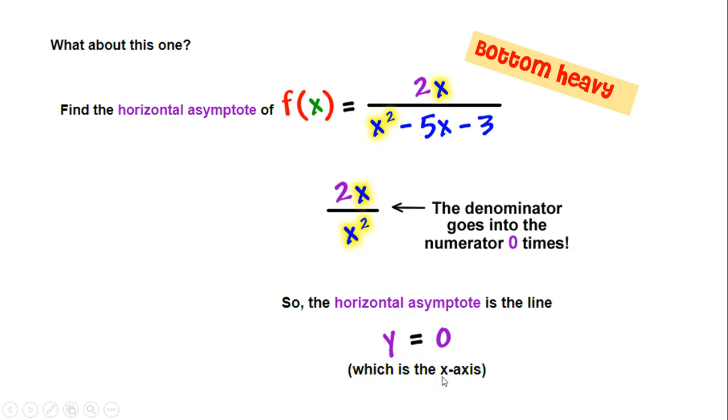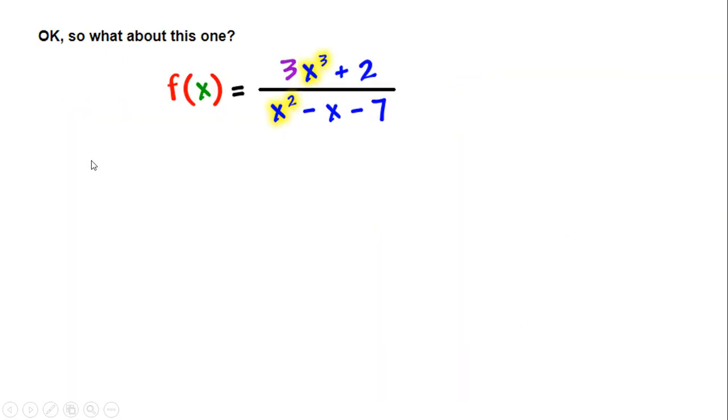Now, in other words, it's going to be just the x-axis. So remember, bottom heavy, you can still compare the leading term from each side. And just in case you don't remember, you can look at the structure and it will remind you of 0 because the denominator can go into the numerator 0 times. Then you can remember the x-axis will be the horizontal asymptote here. Yeah? Okay, then let's move on to the next one.